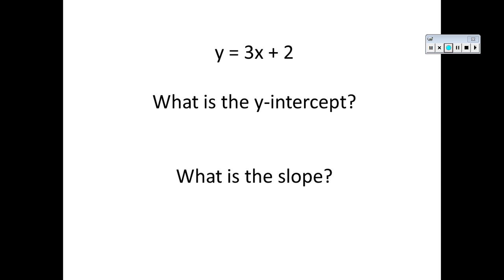think about what is your y-intercept and what is the slope in that equation. So pause the video, think about it first, and then press play. So your y-intercept, the second number, the b, is 2, or if you're plotting the y-intercept, it would be (0, 2). What is your slope? That is the number in front of the x, that's your 3. So 3 over 1, the rise over run, or 3 would be your slope.